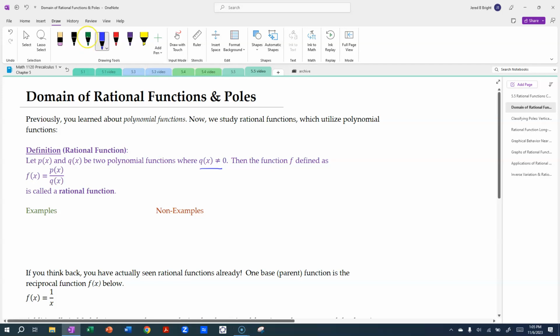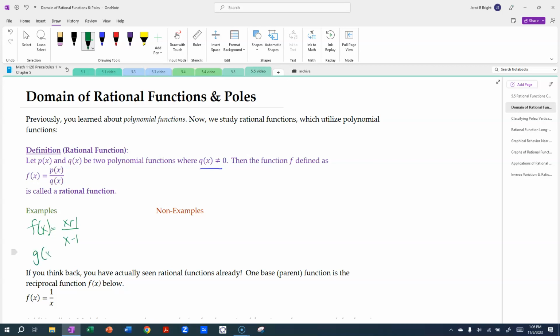And so just as a quick example, we could have something like f of x is equal to x plus 1 over x minus 1. That is a rational function. We could also have g of x equaling x squared minus 2 over x squared plus 4x plus 3. Both of those are ratios of polynomial functions. And then we would just have to say we can't have these values in order for the function to be defined.